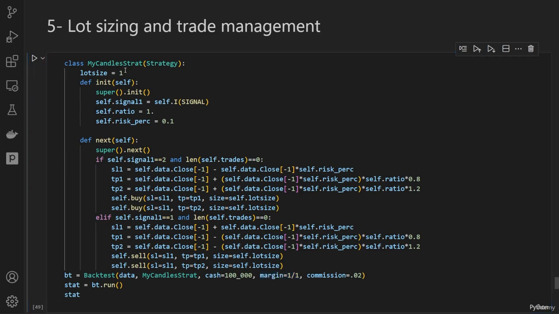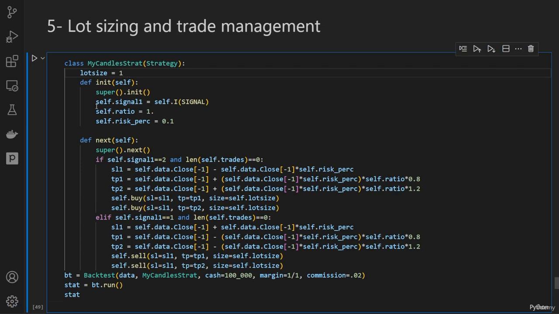And if we use a lot size that's above 1, it actually means the absolute lot size that we'd like to buy. So 1 means 1 Bitcoin in this case, because we're working on the Bitcoin US dollar data. If I put 2, it means we need to buy 2 Bitcoins per trade, and so on. So it's not a percentage, it's more a unit that you are buying.